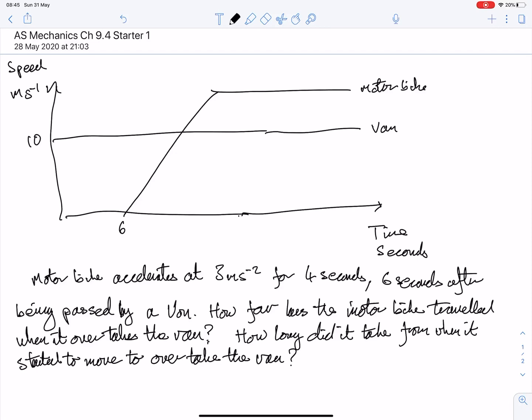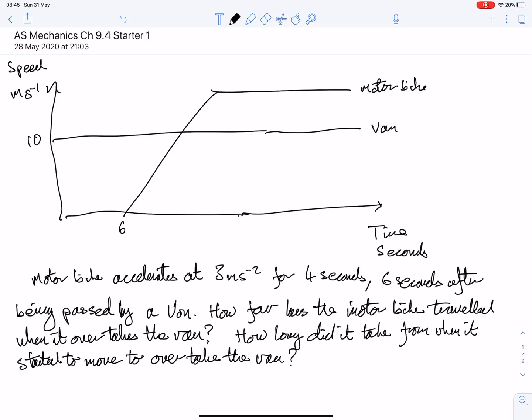So the motorbike starts to move 6 seconds after the van has passed it. How far has the motorbike travelled when it overtakes the van? And how long did it take from when it started to move to overtake the van?